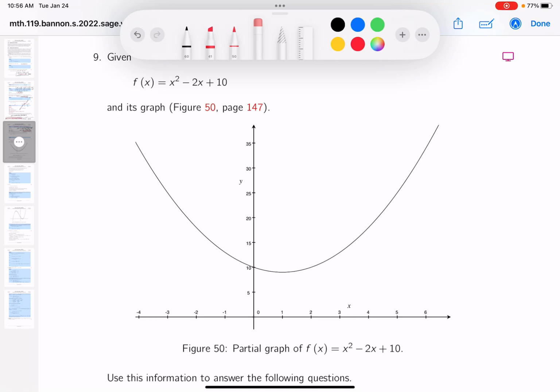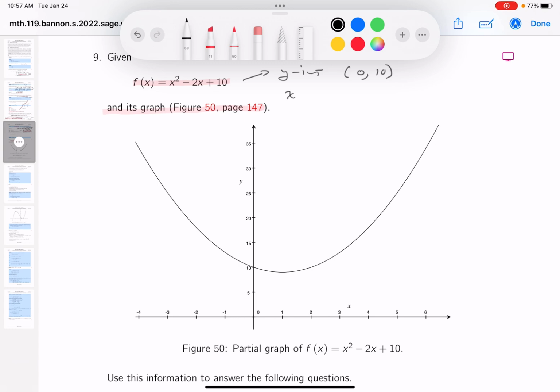Okay, for number 9, you're given a function, it's a parabola, and you're given a graph of it. And I do see the graph, it's certainly a parabola. I'll answer the question, but you could probably answer some of them now. I could certainly tell you what the y-intercept is. The y-intercept would be where x is 0, the y would be 10.